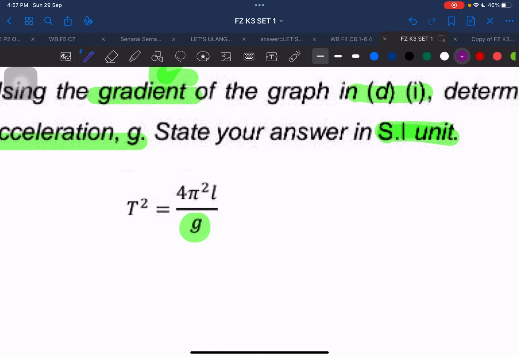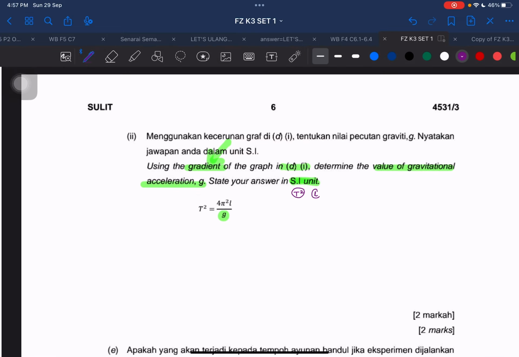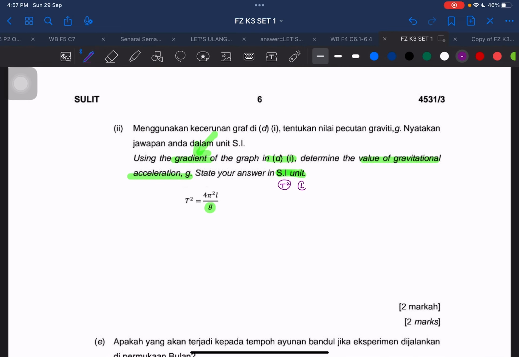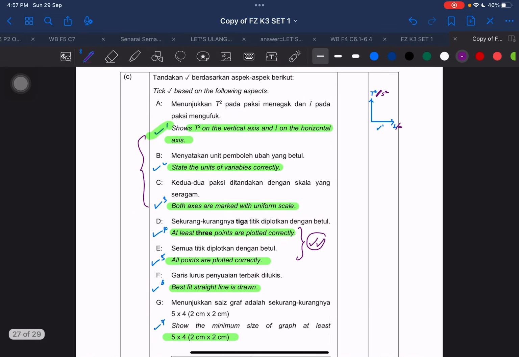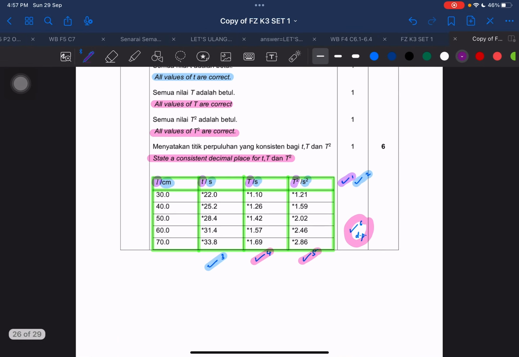If you are not careful, you might just get the reading from your table. Wrong, huh? You cannot. Your table has T square, and your table also has L. Some of you might just use T square and L from one row of your table. What I mean is like this.